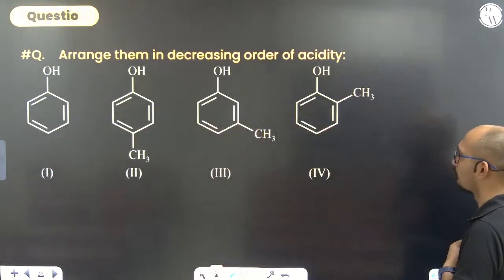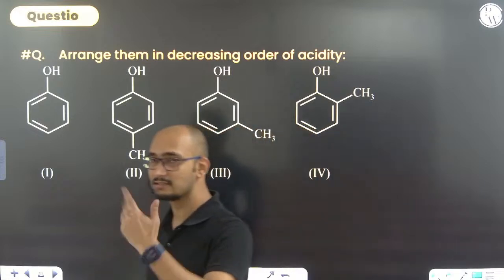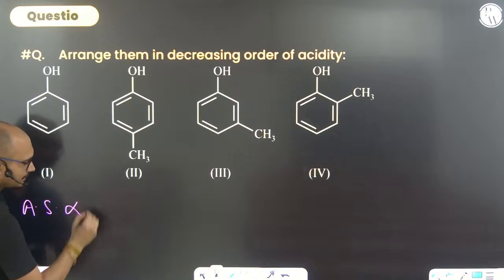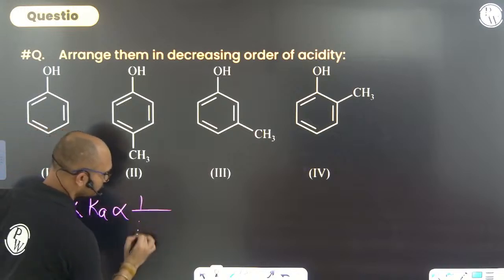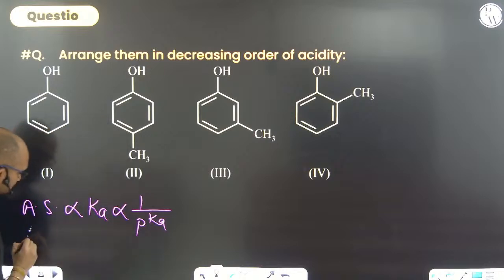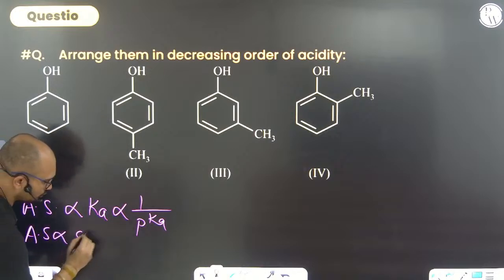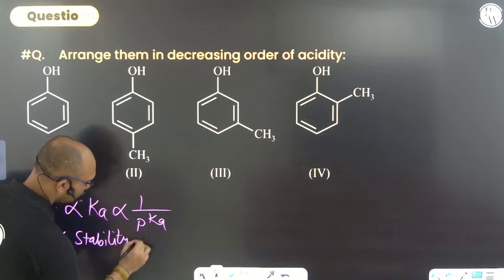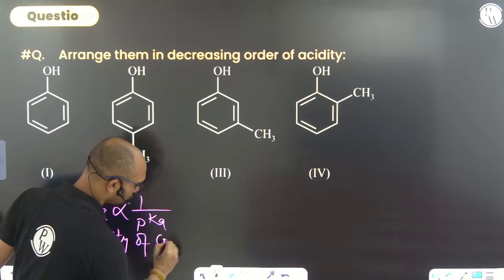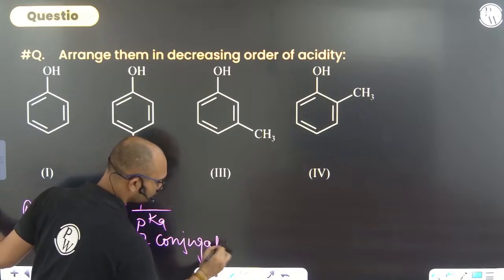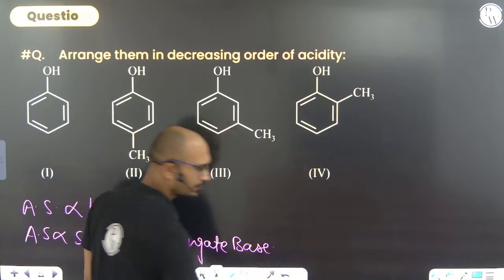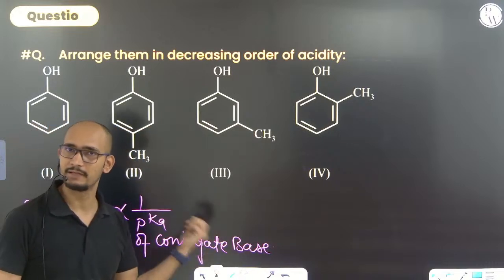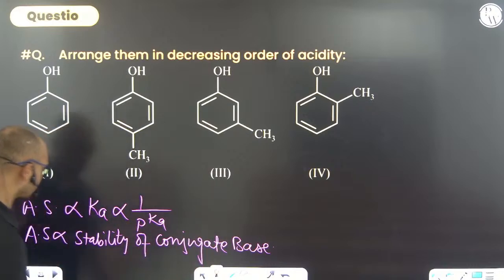Arrange them in decreasing order of acidity. Now about acidic strength, we have to keep a few things in mind. Acidic strength is directly proportional to Ka, inversely proportional to pKa. Acidic strength is directly proportional to stability of conjugate base. Conjugate base बना लो, उसकी स्टेबिलिटी देख लो. स्टेबिलिटी के लिए फैक्टर तुम्हें पता है, that I effect, M effect, R effect or H effect. Okay, these things are there.